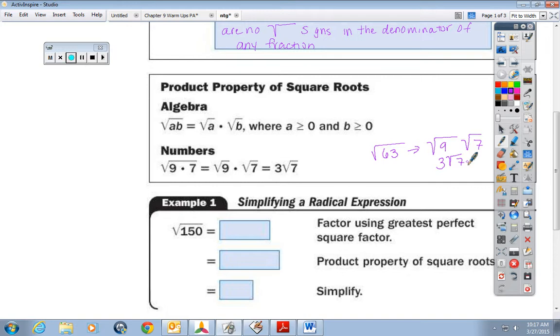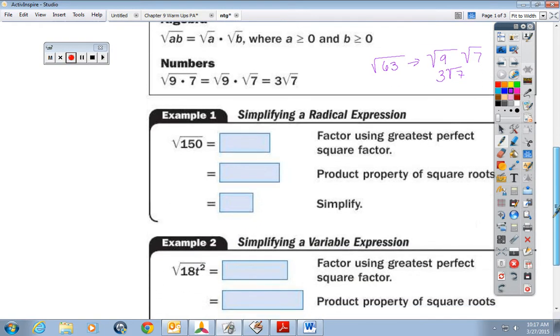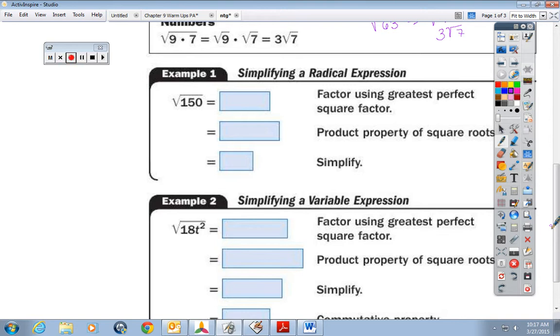So look at the square root of 150. Think about your perfect squares. Is there a perfect square that divides into 150? 25, right? Okay, so I know for sure that I could rewrite this as the square root of 25 times what? What times 25 equals 150? 6, right? Okay, so I know that I can rewrite it like that.